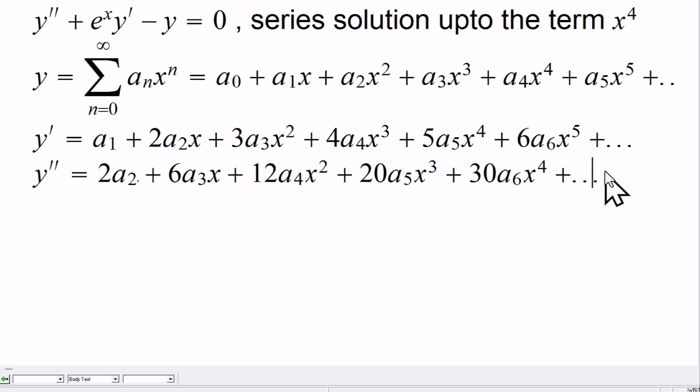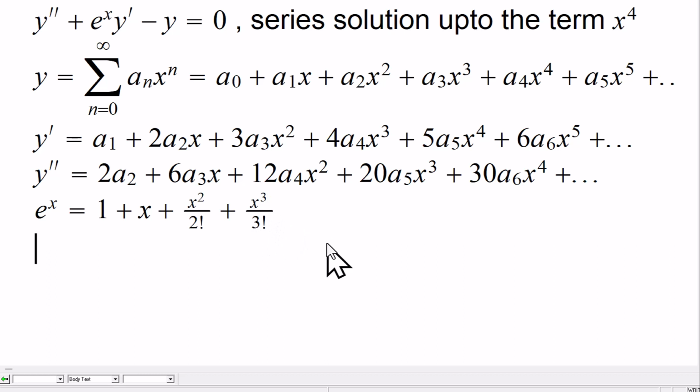Okay, so we have gotten all the important stuff here: y double prime, y prime, and y, and then e to the x is its Maclaurin series. You remember this? This one is an easy one to remember: x squared over factorial 2, and then x to the 3 over factorial 3, and then x to the 4 over factorial 4, and the same format continues.